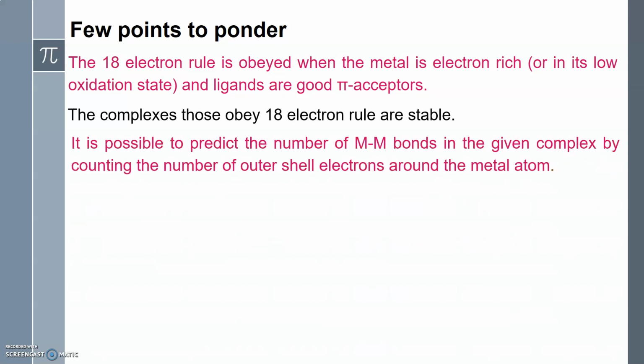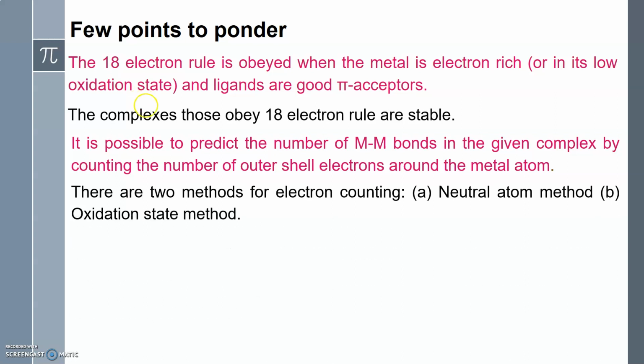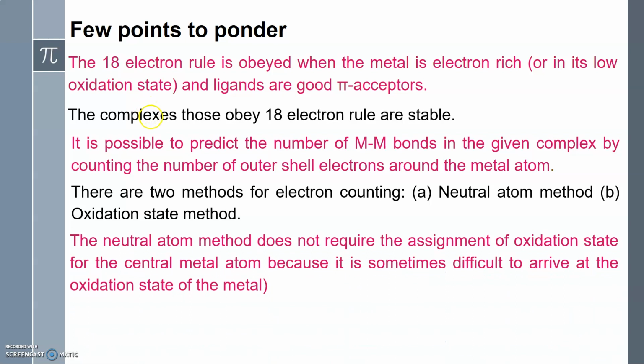It is possible to predict the number of metal-metal bonds in a given complex by counting the number of outer shell electrons around the metal atom. This is very important because we need to know how many metal-metal bonds are present in a given compound when more than one metal atom is present in the organometallic complex. There are two methods for electron counting. One is the neutral atom method and the other is the oxidation state method.